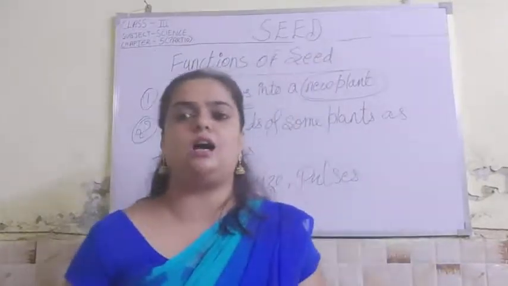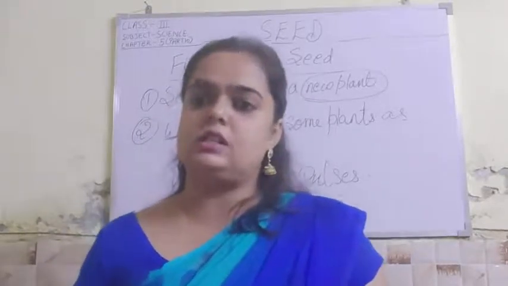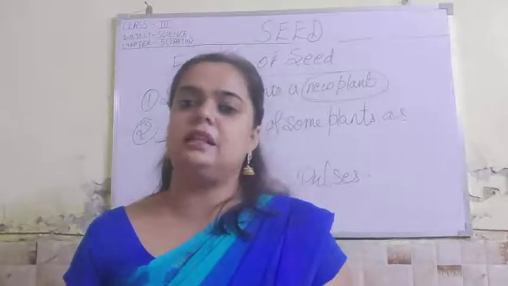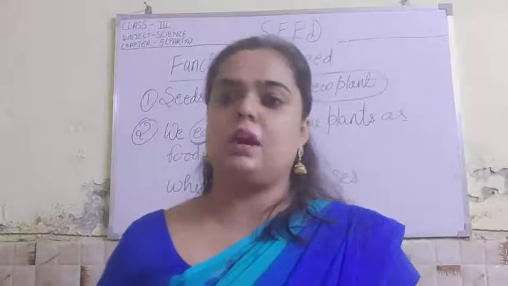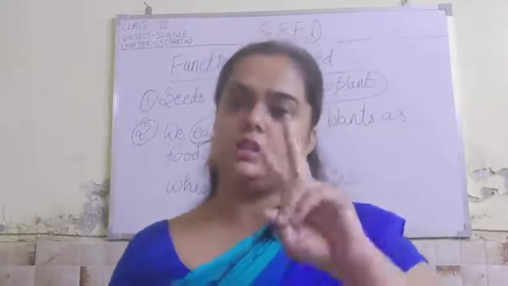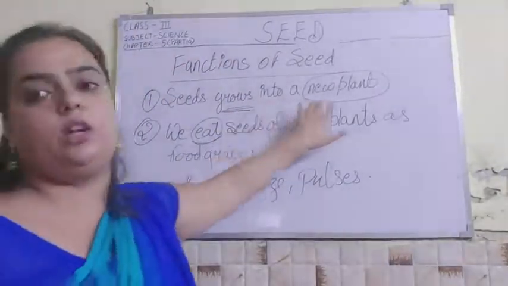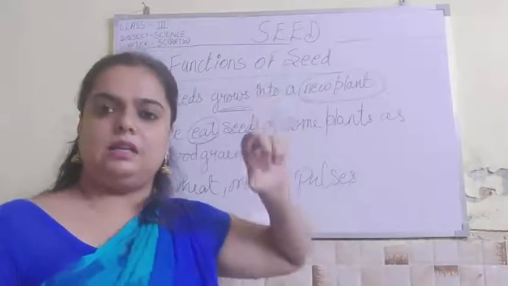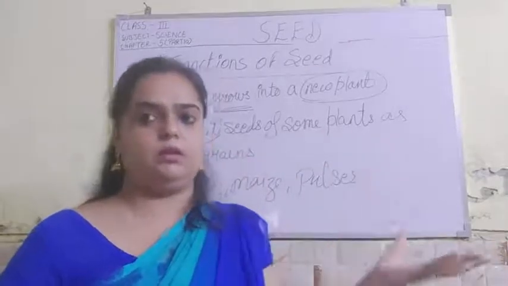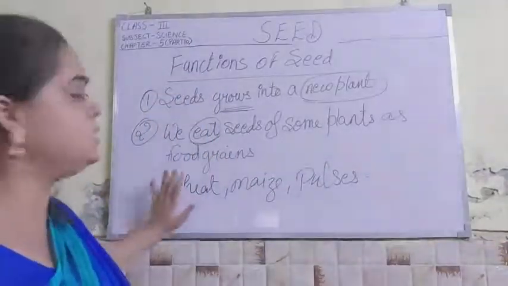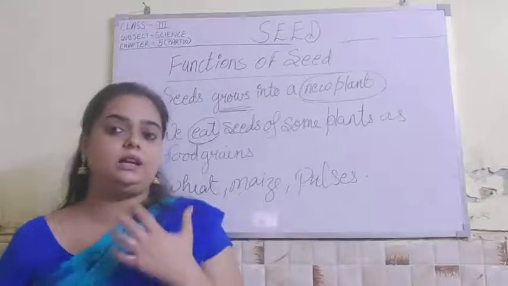Children, in this session we discussed seeds, and we discussed the kinds of seeds. The kinds of seeds are monocot seeds and dicot seeds. A seed with only one cotyledon is called a monocot seed, and a seed with two cotyledons is called a dicot seed. Then we discussed the functions of seeds. We discussed two important functions. The first function is that seed grows into a new plant. From a seed a baby plant arises, and then from a baby plant a big plant grows. The second function is that we eat seeds of some plants as food grains.